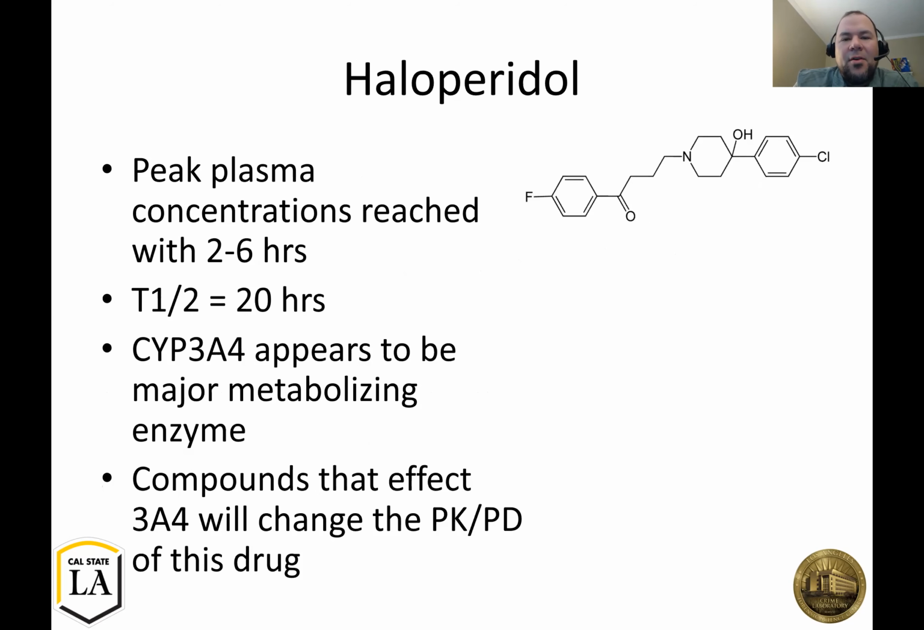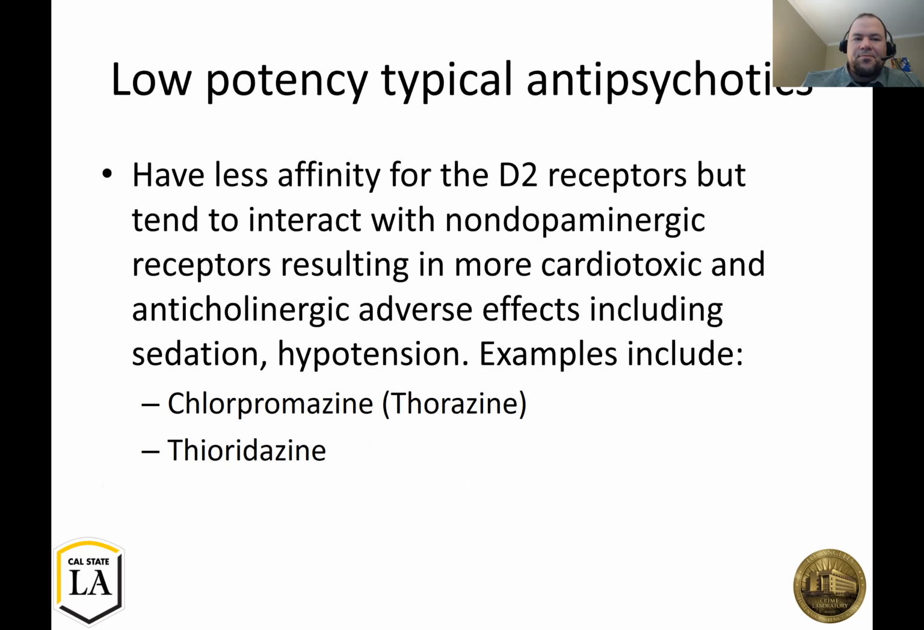And then you get haloperidol, which is a little bit better. CYP3A4 appears to be the major metabolizing enzyme, which you guys remember CYP3A4 being the big part of the pie, which is good. Another long half-life drug as well. So low potency typical antipsychotics, they have less affinity for the D2. So those are like the high potency. These are the low potency typical antipsychotics here in this slide.